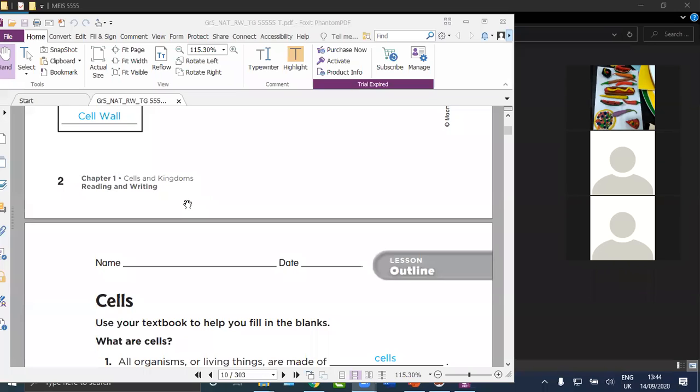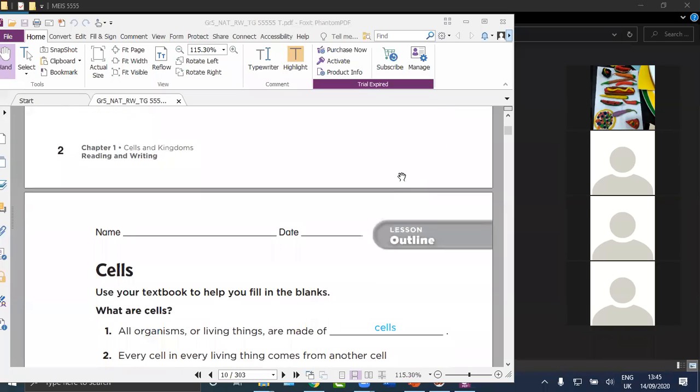Number 2. Mazen Harzallah, read number 2. Every cell in every living thing comes from another cell that splits or divides. Yes, splits or divides. Number 3.